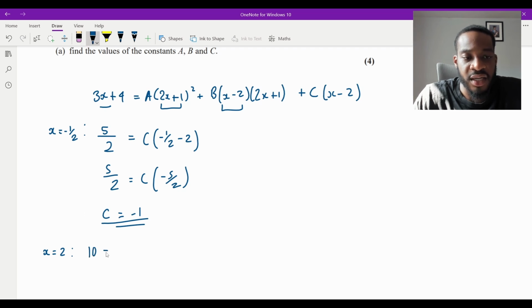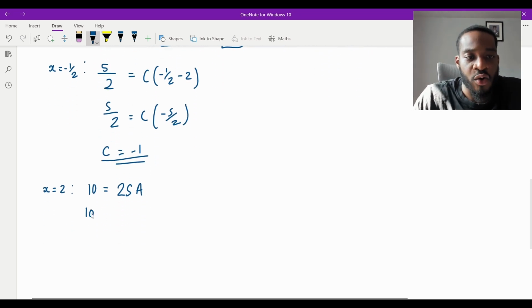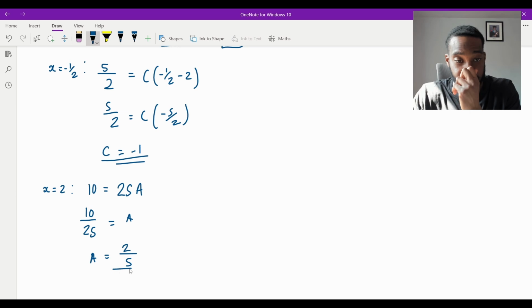So it'll be 10 is equal to, and then on this one, 2 times 2 is 4. Add 1 is 5. That's 5 squared. This is going to be 25a. And then B and C will both go because they both have x minus 2s. So that means that 10 over 25 is equal to A. And that means that A is equal to, divide top and bottom by 5, 2 over 5. So A equals 2/5.